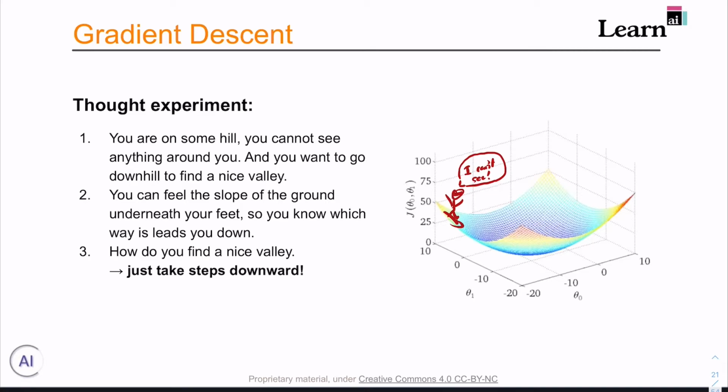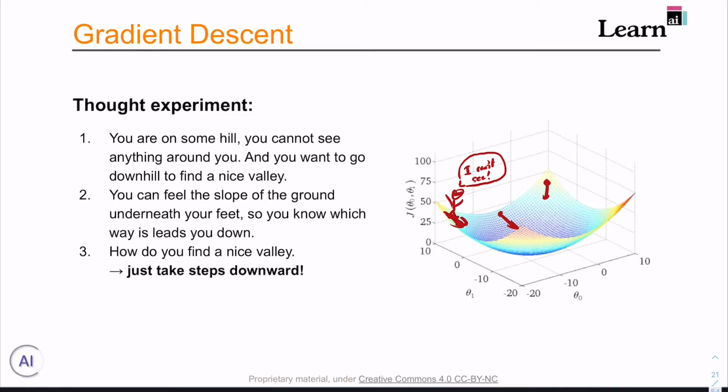You can tell which way is downhill, and you want to get to the bottom of this hill and find a nice valley. You want to just chill out in the valley. This is not a very tricky thought experiment to solve, but how do you get down to the valley? Using the fact that you can feel the slope of the ground underneath your feet, you can go in the direction that's down at that instantaneous point. So if you're here, you feel, okay, this way is down. If you were here, you'd feel, oh, this way is down. If you were here, you'd be like, oh, that way is down. You can feel that. So what do you do? You just take steps downward.